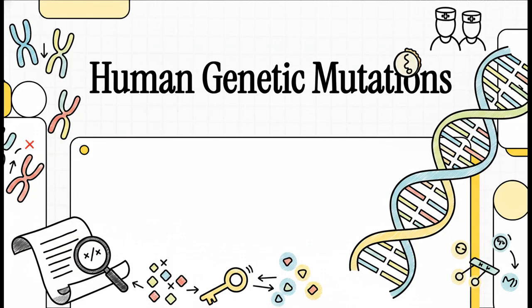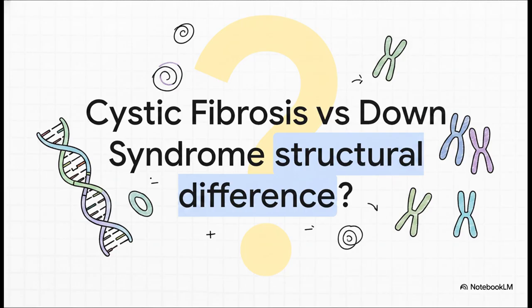But as we know, nature isn't flawless, right? Sometimes microscopic typos occur within those 3.2 billion letters. And these typos, well, these are mutations. Understanding exactly how they happen is basically the key to everything, from diagnosing ultra-rare diseases to unlocking the entire future of gene therapy. So to kick things off, let's do a little clinical quiz review.